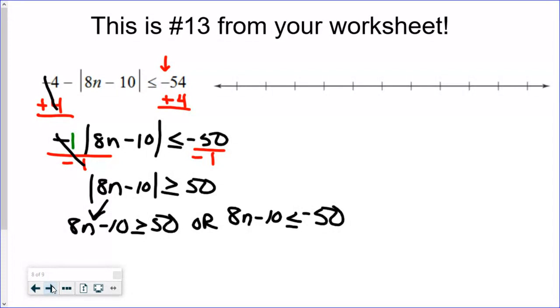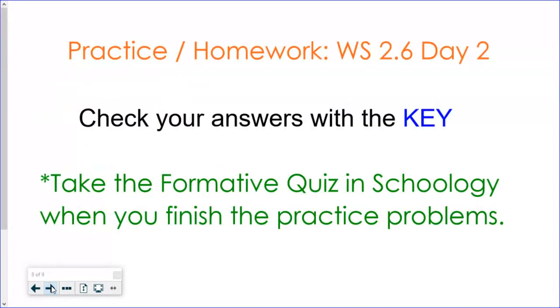Okay. If you have questions, let me know. You've got another worksheet. It's a little lengthy. If you want, only do the evens. If you want to only do the evens, that definitely works. And maybe finish that number 13 if you want.